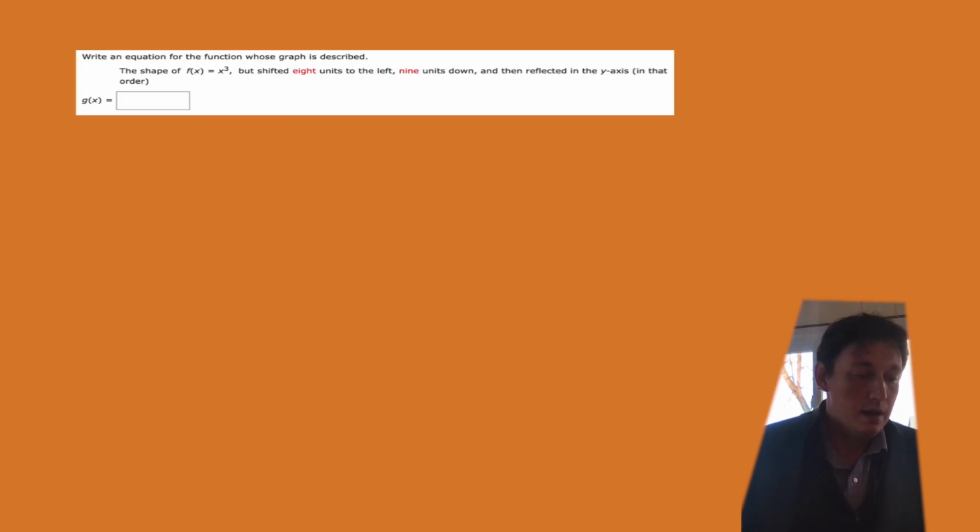It says, write an equation of a function whose graph is described below. So our parent function is x cubed, as we saw 2 examples ago, that is shifted 8 units to the left. And remember, a shift to the left or to the right occurs inside of the function. So in this case, since we're going to the left, it's going to be opposite of what you would think. Therefore, it's going to be plus 8, and that's cubed. And then 9 units down, which means on the outside, it's going to be minus 9.